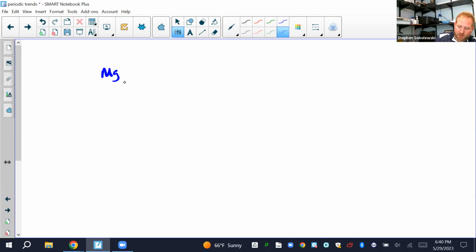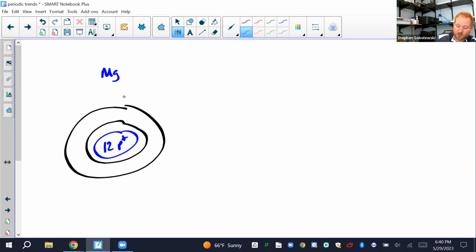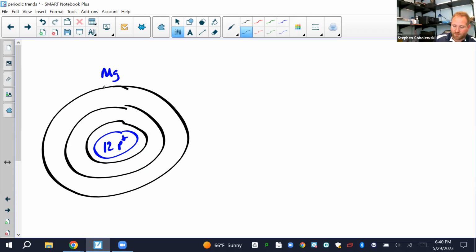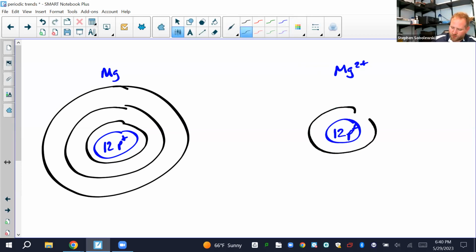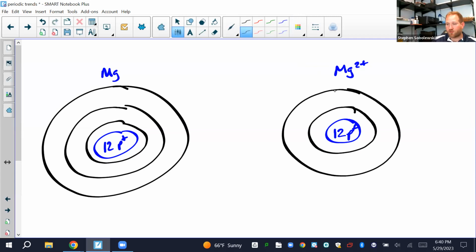If we have a regular Mg, we're going to have 12 protons. We're going to have electrons in energy level 1, energy level 2, and energy level 3. When we turn this into Mg2+, we're removing the 2 electrons in the 3rd energy level. So we still have 12 protons in the nucleus. Here's our first energy level. Here's our second energy level. And that's it. There is no more 3rd energy level anymore because those 2 valence electrons have been removed.